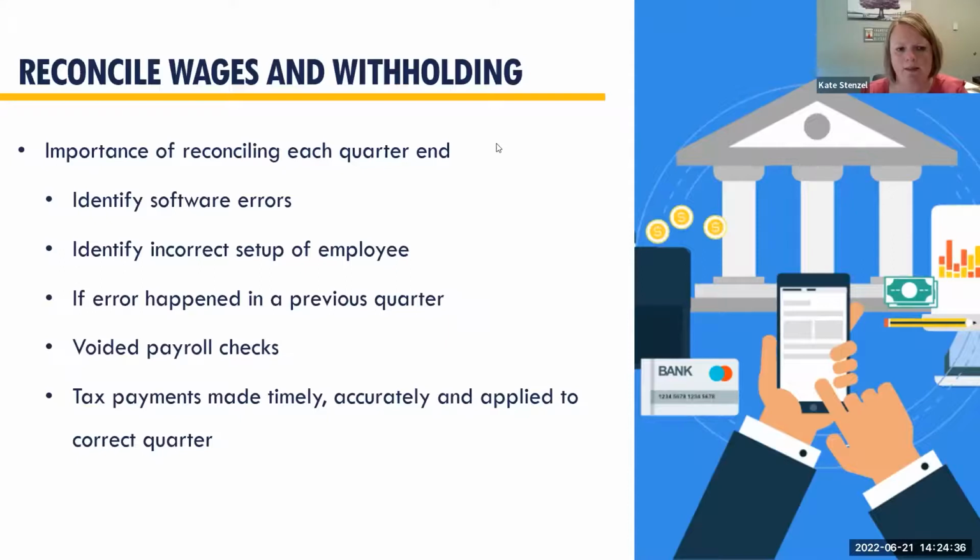And then finally, tax payments made timely, accurately, and applied to the correct quarter. This seems to be a big one, especially when you're coming to the end of a quarter. What is my tax payment based off of? It's always based off of the check date, not the pay period that you're covering. So coming into July, say you're paying a July 1st check date, but it's covering June hours, it's going to fall into third quarter, and it's not second quarter tax payments, because it's based off of the check date, not the pay period. And make sure that you calculate it correctly, and that it's made timely based off your deposit schedule.